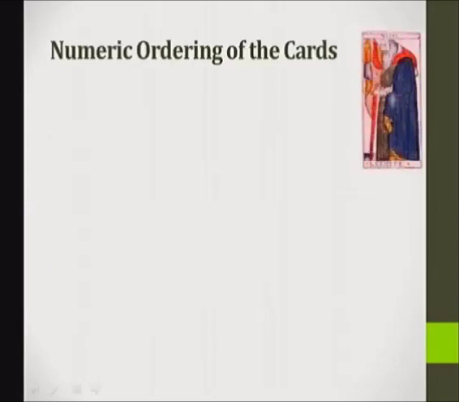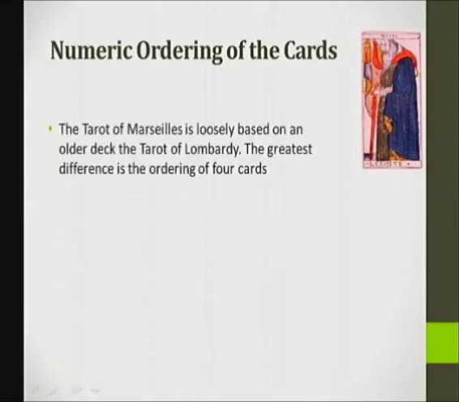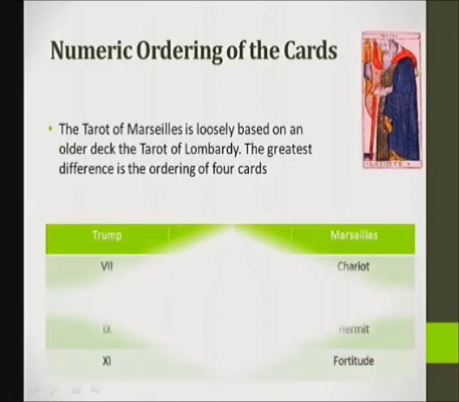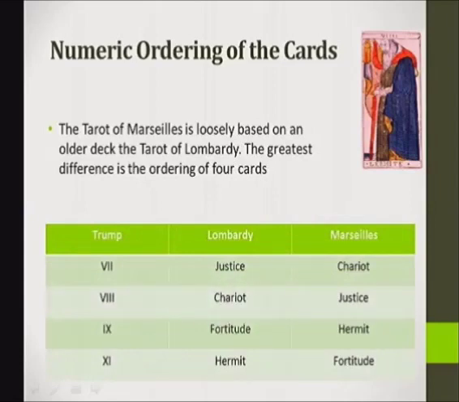Now the Tarot of Marseille is loosely based on an older deck which is known as the Tarot of Lombardy. And the greatest difference is in the ordering of the cards. So here you can see, Arcanum 7 in the Tarot of Lombardy is known as Justice. In the Tarot of Marseille, the Chariot. Arcanum 8 in Lombardy is the Chariot, and in Marseille is Justice. Arcanum 9 is Fortitude in Lombardy, and the Hermit in the Tarot of Marseille. And Arcanum 11 was the Hermit in Lombardy, and Fortitude in the Tarot of Marseille.